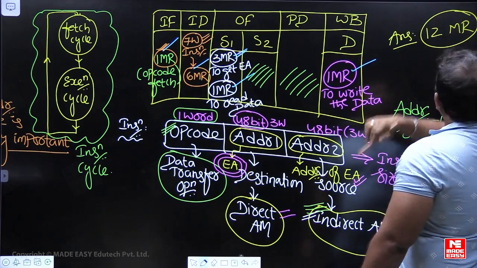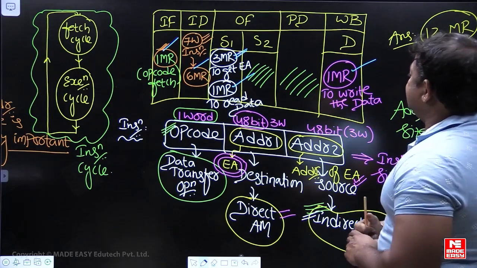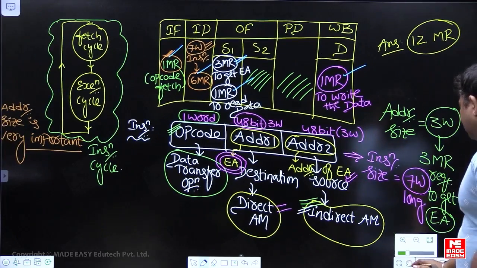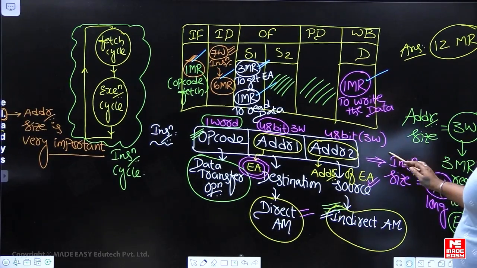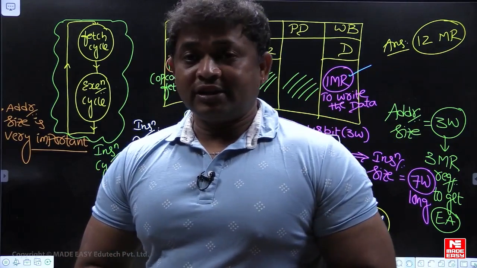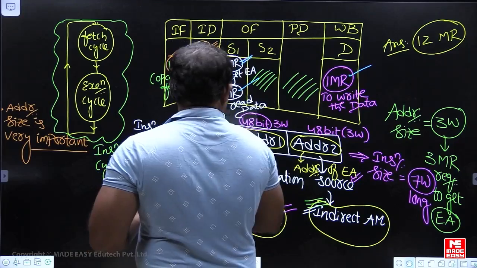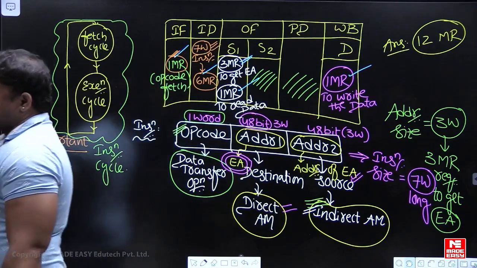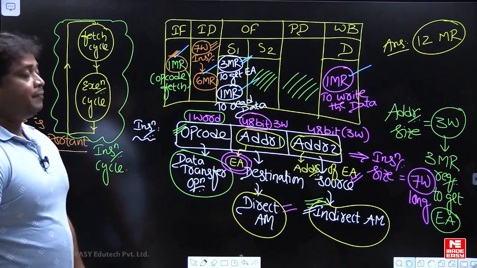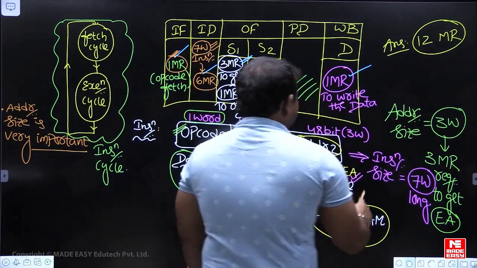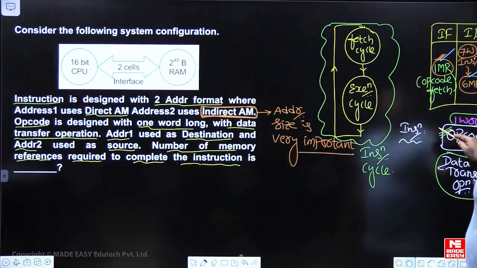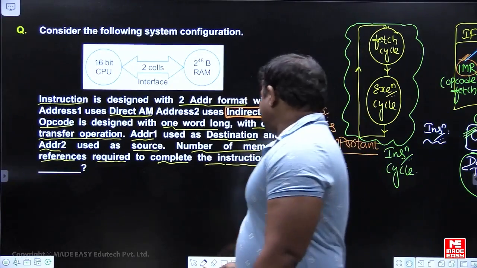How many of you gave the right answer? Please respond. This is the analysis of the question. How many of you gave the right answer? Please respond. 12 memory references required. Is it clear? This is the analysis. Now I am showing you the question once again. This is the question. So the answer is 12.